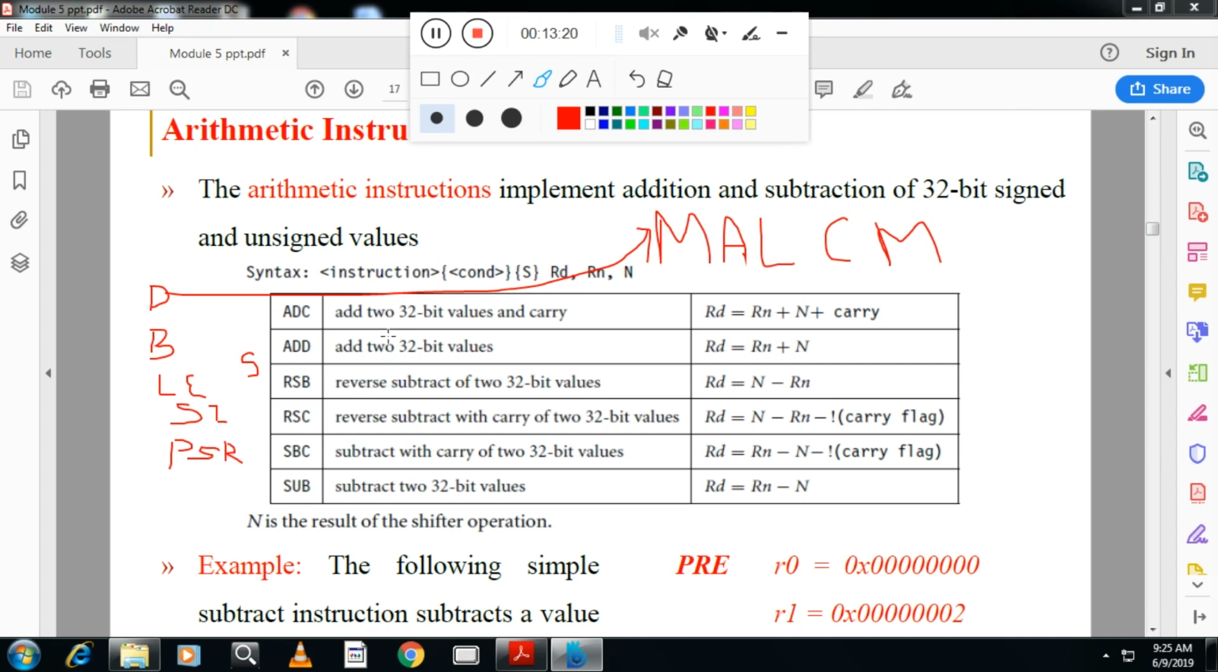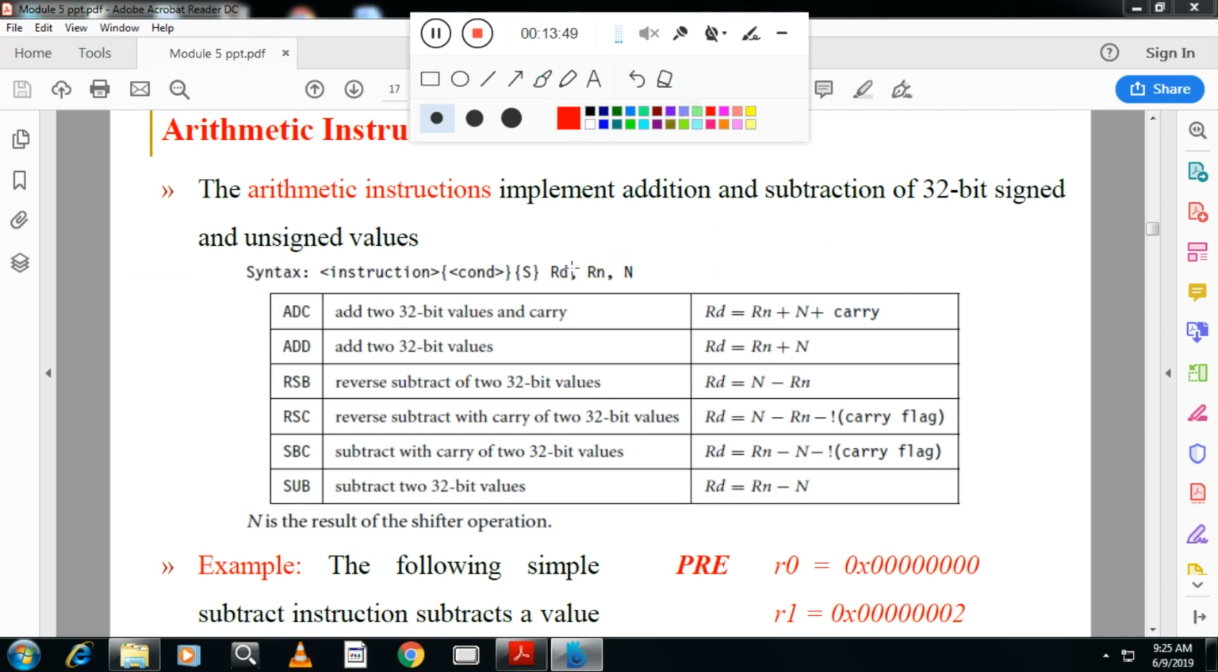So in the exam, the question may be like, for 10 marks, explain any 2 types of instructions in ARM. Then you have to explain data processing instruction or branch instruction or anything. Or they may ask to explain data processing instruction and branch instruction, or data processing instruction in detail. You have to explain all these things. So please remember this point.